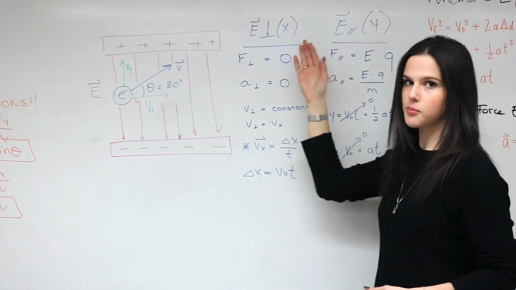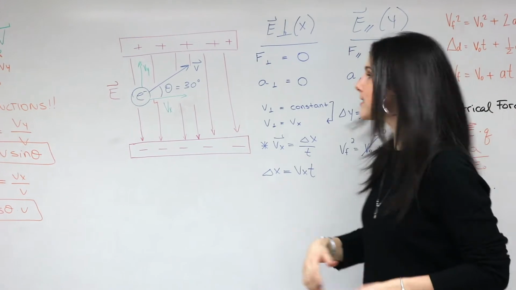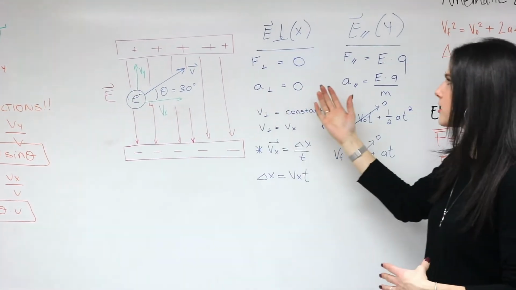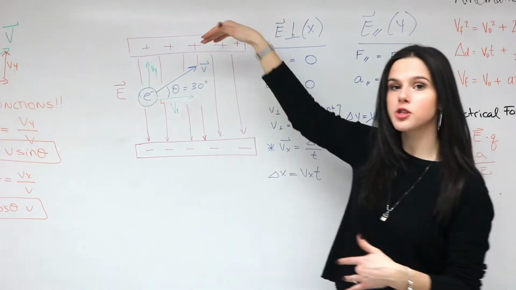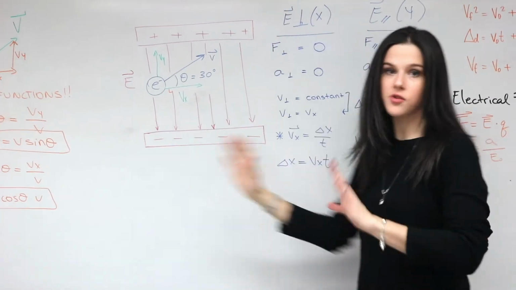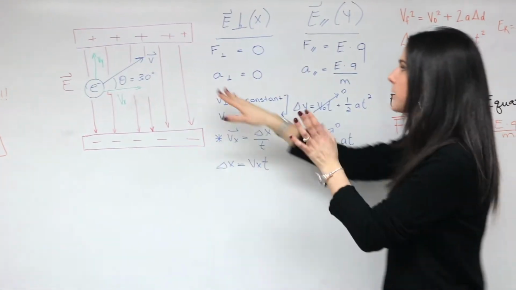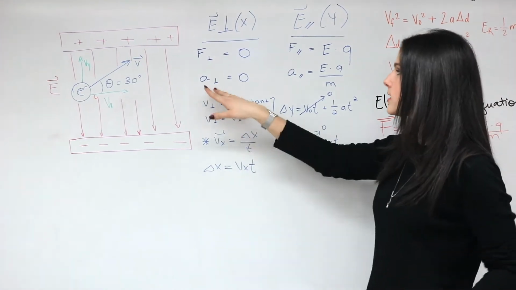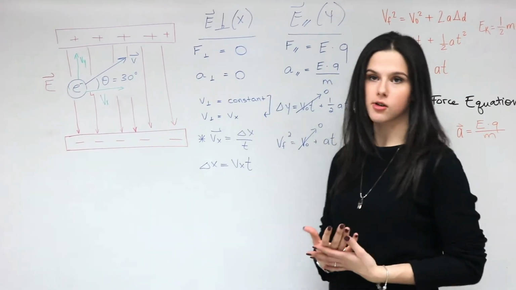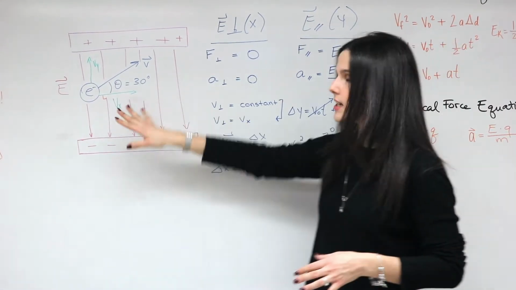Start off in the x direction, perpendicular. The forces, the electric force in particular, acting on the charged particle in the x direction, well, there is none, because the electric force is actually pushing down in the negative y direction. So for that reason, Fx, or F perpendicular, is 0. It's the same case for the acceleration. The acceleration occurs only in the y plane. For that reason, acceleration in the x plane is 0. Next is our velocity. Velocity in the x plane is constant.